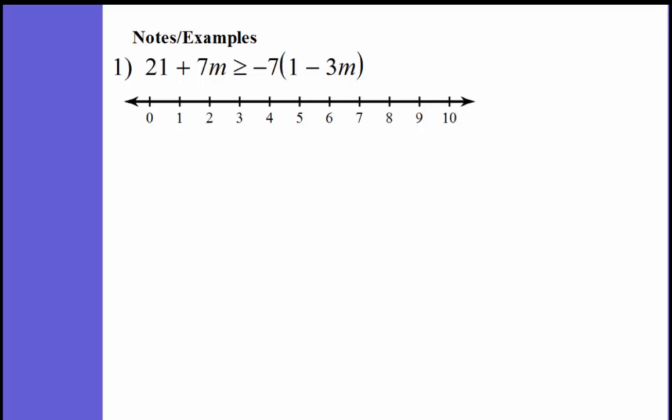Alright, so solving an inequality is the same thing as solving an equation. So let's solve this. We've got 21 plus 7m is greater than or equal to negative 7 times the quantity 1 minus 3m.